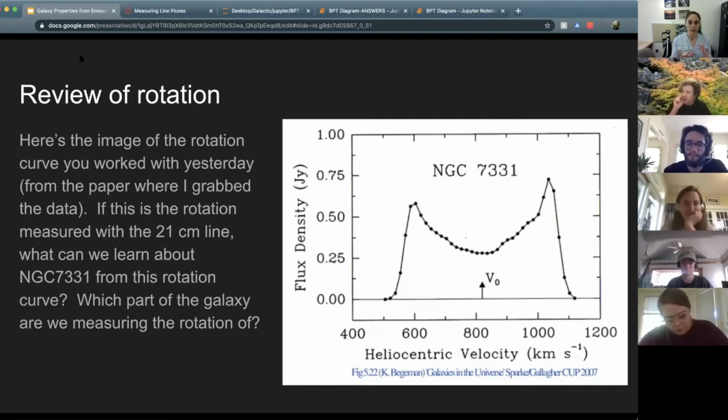I wanted to start us with a little review question. If you were using this 21 centimeter line to measure the rotation of NGC 7331, what could you learn about this galaxy based on the rotation curve? Specifically, what part of a galaxy are we measuring rotation for when we look at the 21 centimeter line, and what properties can we get from that? Either shout out or put in the chat what we can learn from rotation of the 21 centimeter line.